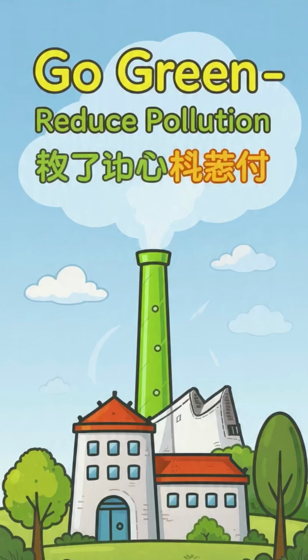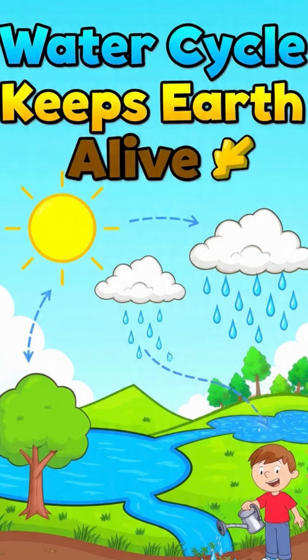The water cycle recycles water through evaporation, condensation, and precipitation. Healthy forests, oceans, and soil support this cycle. Human activities like deforestation and pollution disrupt it, affecting drinking water and agriculture.